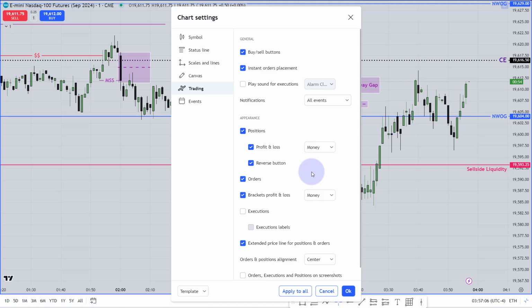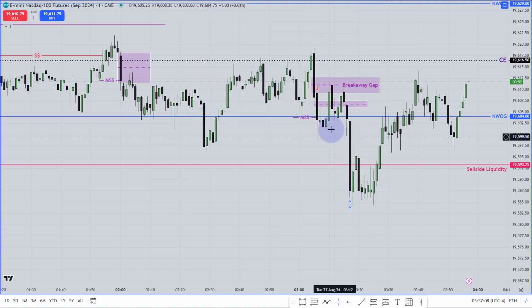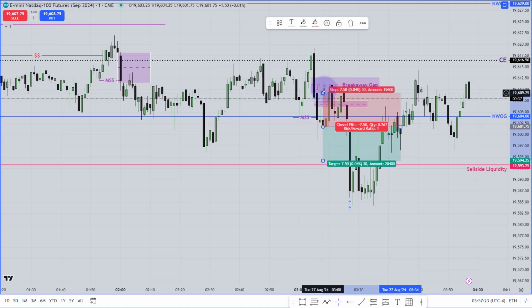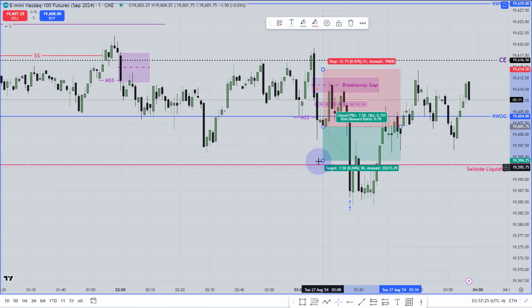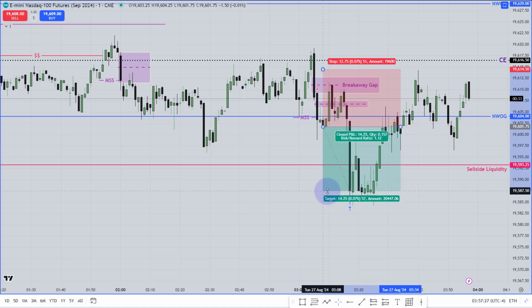Now let me show you the execution over there. So when this candle gave me the market structure shift, look over there. I took my entry. Can you see over here? I took my entry. My stop loss over there. I count 15 handles. Okay. So let me show you the 15 handles. My stop loss was just above this breakaway gap, and my target was 15 handles.